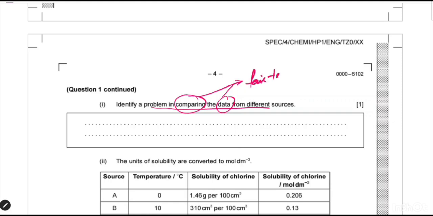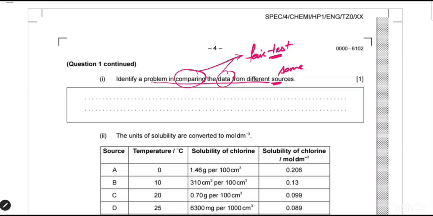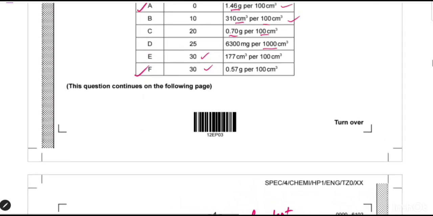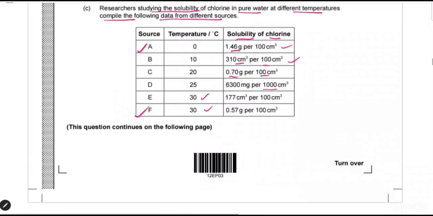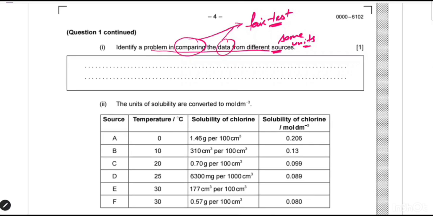A fair test can be done when the data collected from different sources have the same units, same way of collection, and the variables should be controlled, that is, whatever variables we are taking should be controlled. Now when I'm collecting the data from different sources, I see they are not in the same units. They are in different units, different ways of measuring. Somewhere I'm measuring in grams per 100 centimeter cube, somewhere in milligrams, and so on. So the problem in comparing here is that there are different units.